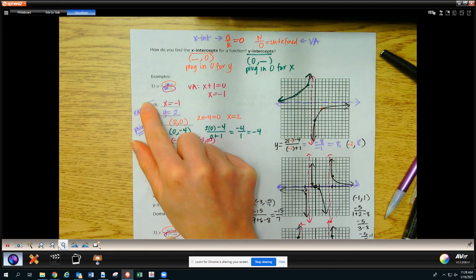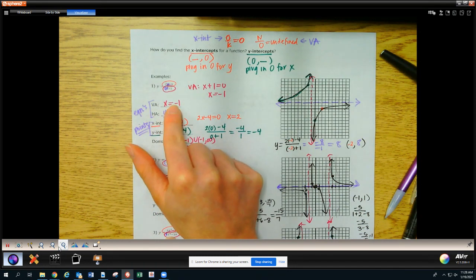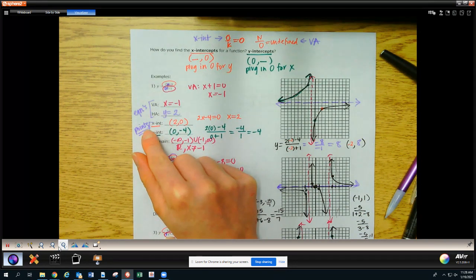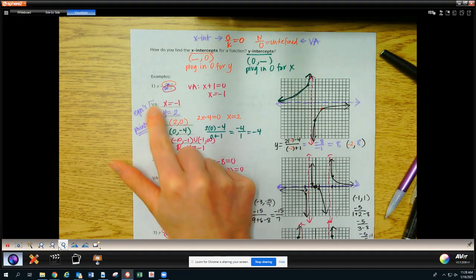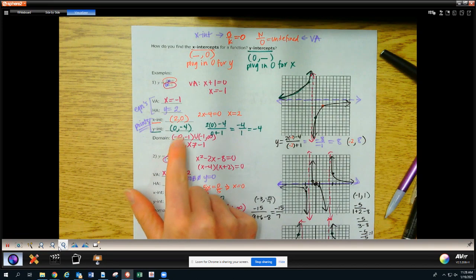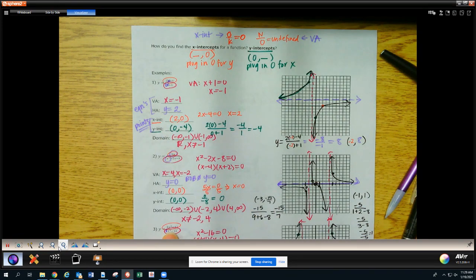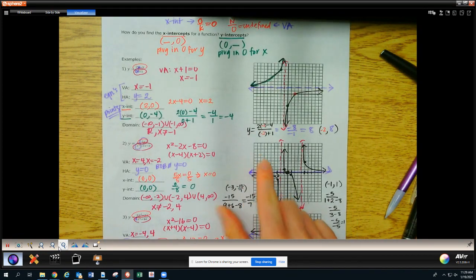Okay, your asymptotes are equations. Your intercepts are points. Your domain always matches your vertical asymptote. You skip over the vertical asymptotes every time. You will never cross a vertical asymptote. You have some weird situations where you may cross a horizontal asymptote, but that's very rare and we don't worry about that in Algebra 2.